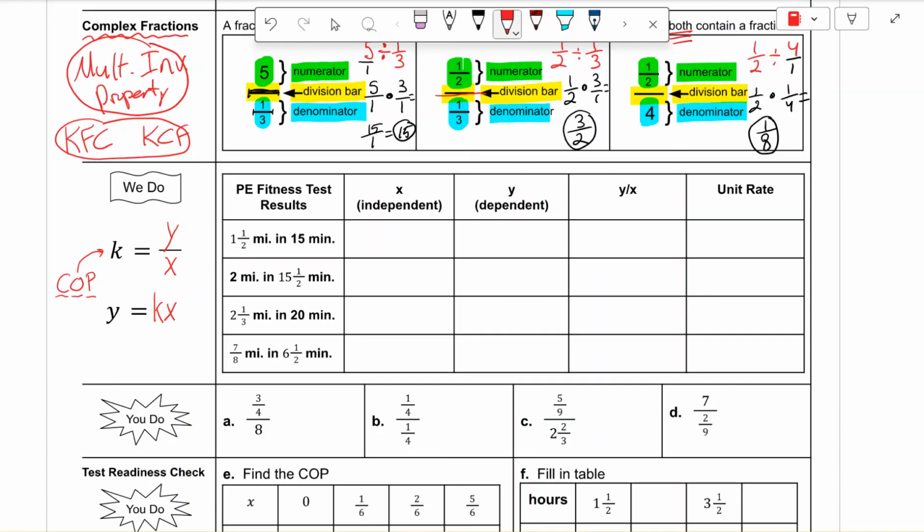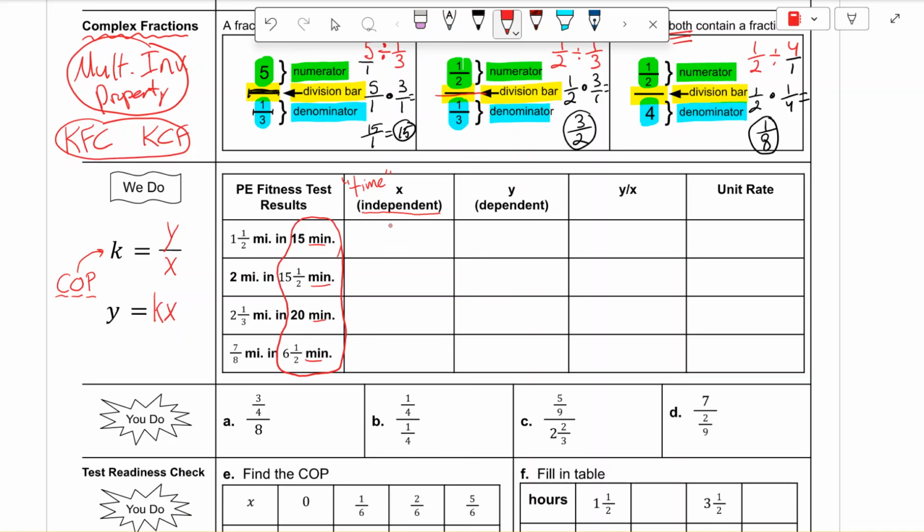In this table, we have a bunch of things going on. We have PE fitness test results, and they're recorded in minutes and miles. We have our X and our Y. So we're going to take a look at our X, or our independent. Now, independent usually has to do with time. So put the word time up here. And you can see in this table we have minutes, minutes, minutes, and minutes. So these right here are our X values for our table.